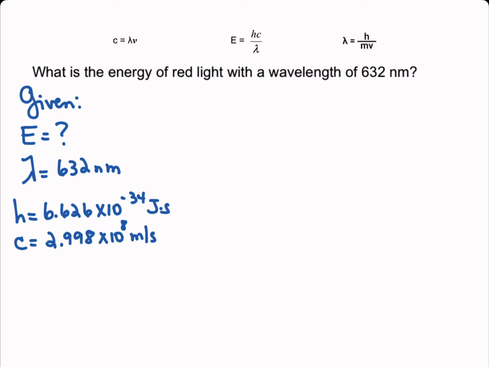That's that second formula. However, my units are not correct. Lambda should be in meters for units to cancel out. So I'm going to have to convert nanometers to meters before I can actually use the formula. If nanometers is in my numerator, then nanometers has to go in my denominator. 1 nanometer is 10 to the negative 9 meters. So I can go ahead and multiply, and I will get 6.32 times 10 to the negative 7 meters. Now that all my units are correct, I can go ahead and plug into a formula.